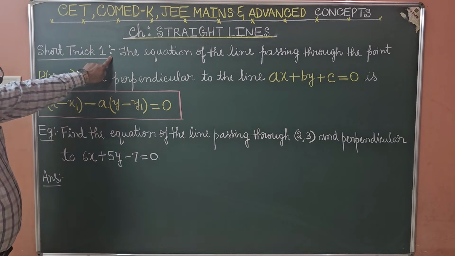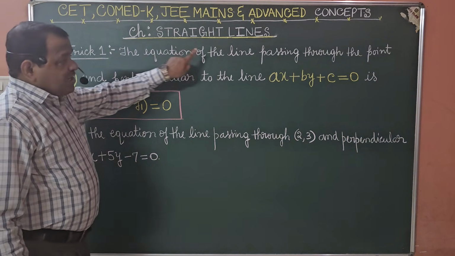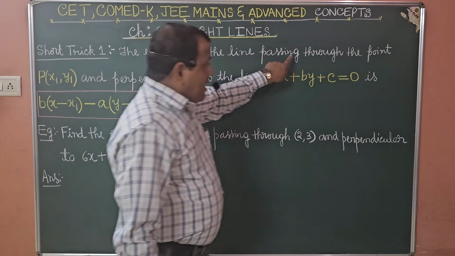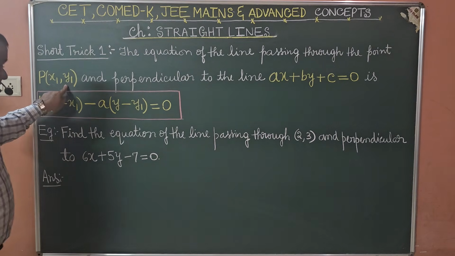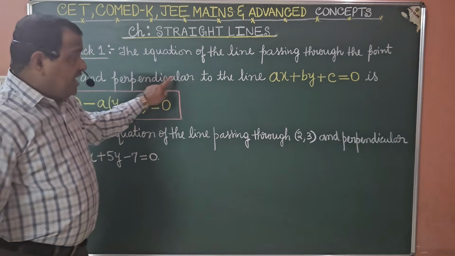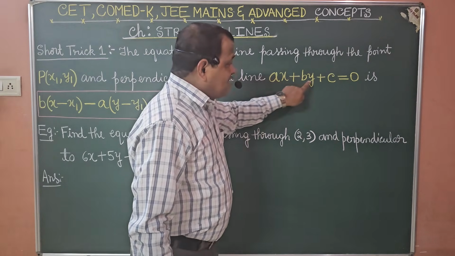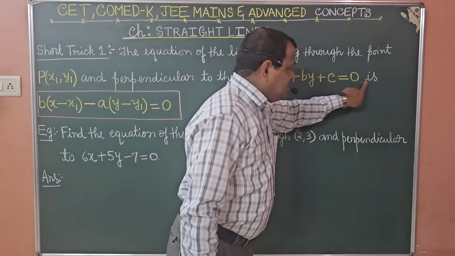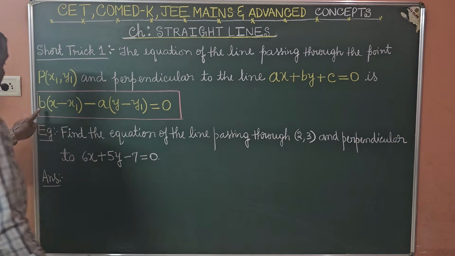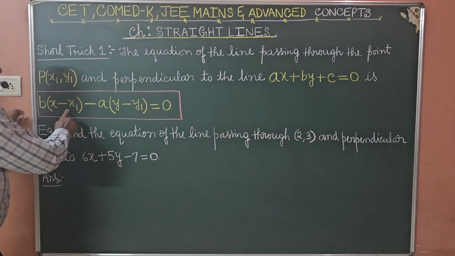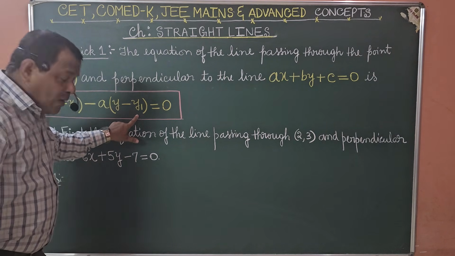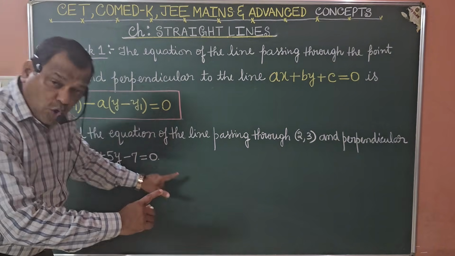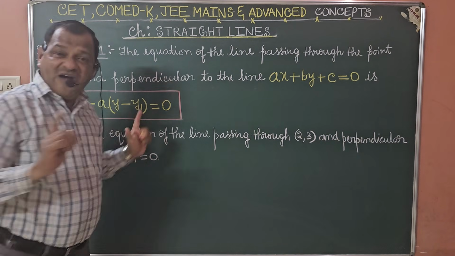Short trick 1. The equation of the line passing through the point P of x1, y1 and perpendicular to the line ax plus by plus c equal to 0 is b into x minus x1 minus a into y minus y1 is equal to 0. And then we have to simplify.